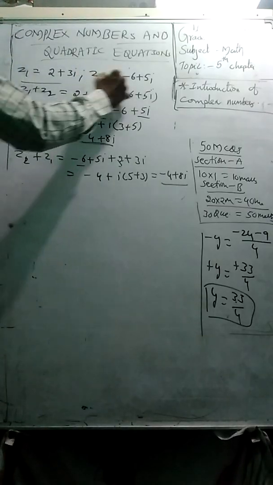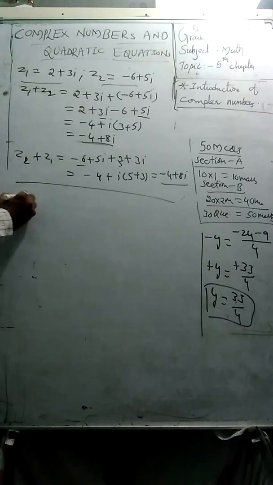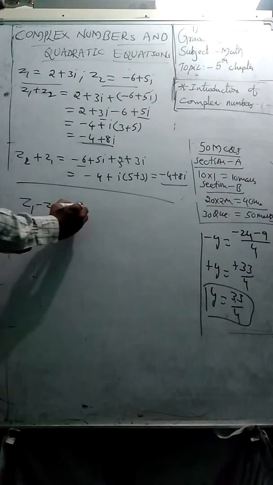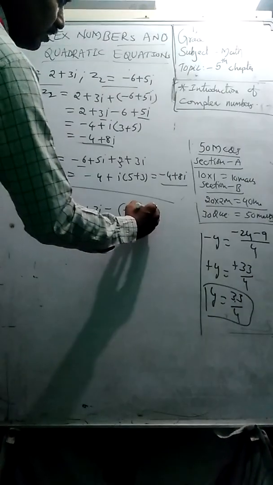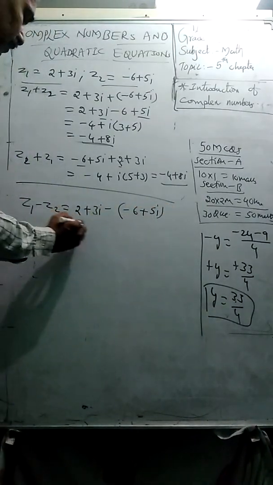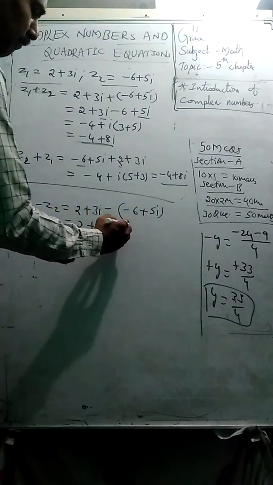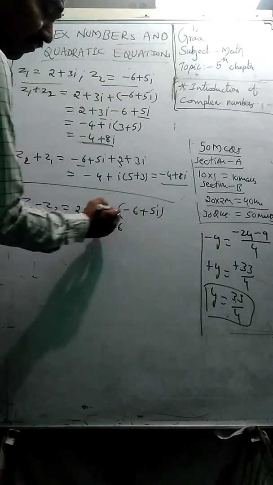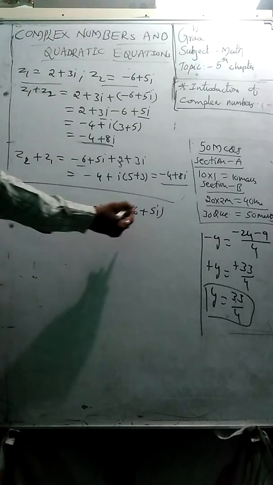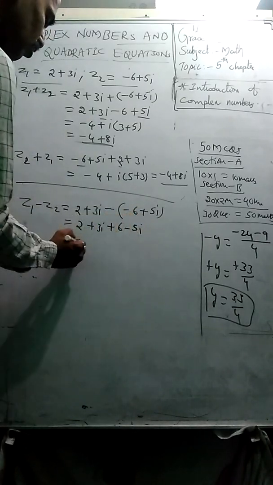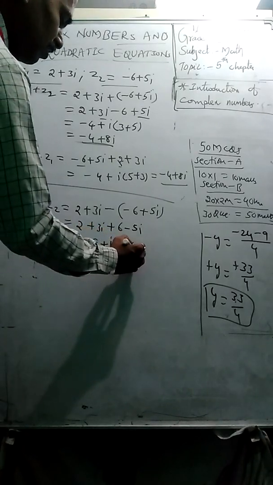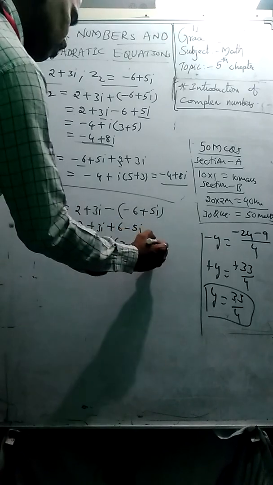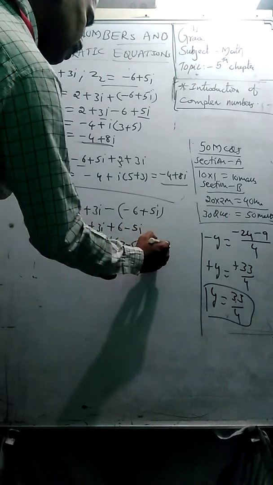Difference: for suppose the same numbers I have taken. How to find the difference? z1 minus z2: 2 plus 3i minus of minus 6 plus 5i. That is 2 plus 3i, minus into minus is plus. When we have a minus symbol, be a little careful, because the symbol will change. So 2 plus 6, 8, plus i of 3 minus 5. We are using the distributive property.